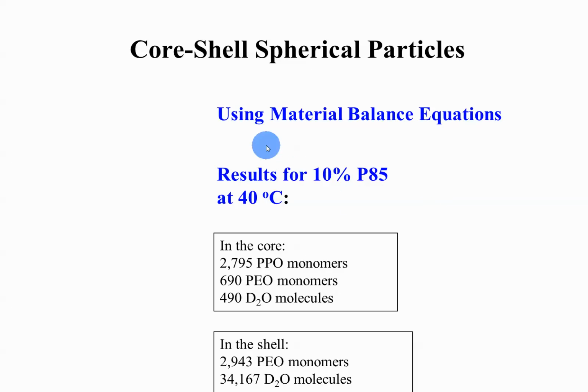If we go one step further, we use what is called the material balance equation. So the result for this sample at this temperature, we get something like 3000 PPO monomers in the core, and a little bit of PEO monomers, like 700 PEO monomers inside. Each time you have PEO, you have to hydrate it a little bit, less than 1 water molecule per PEO monomer. That was a surprise, to find PEO, which is highly hydrophilic, in the hydrophobic core region. But anyway, in the shell region, we find something like 3000 PEO monomers, and here hydration is very plentiful, about 10 water molecules per PEO monomer in the shell region.